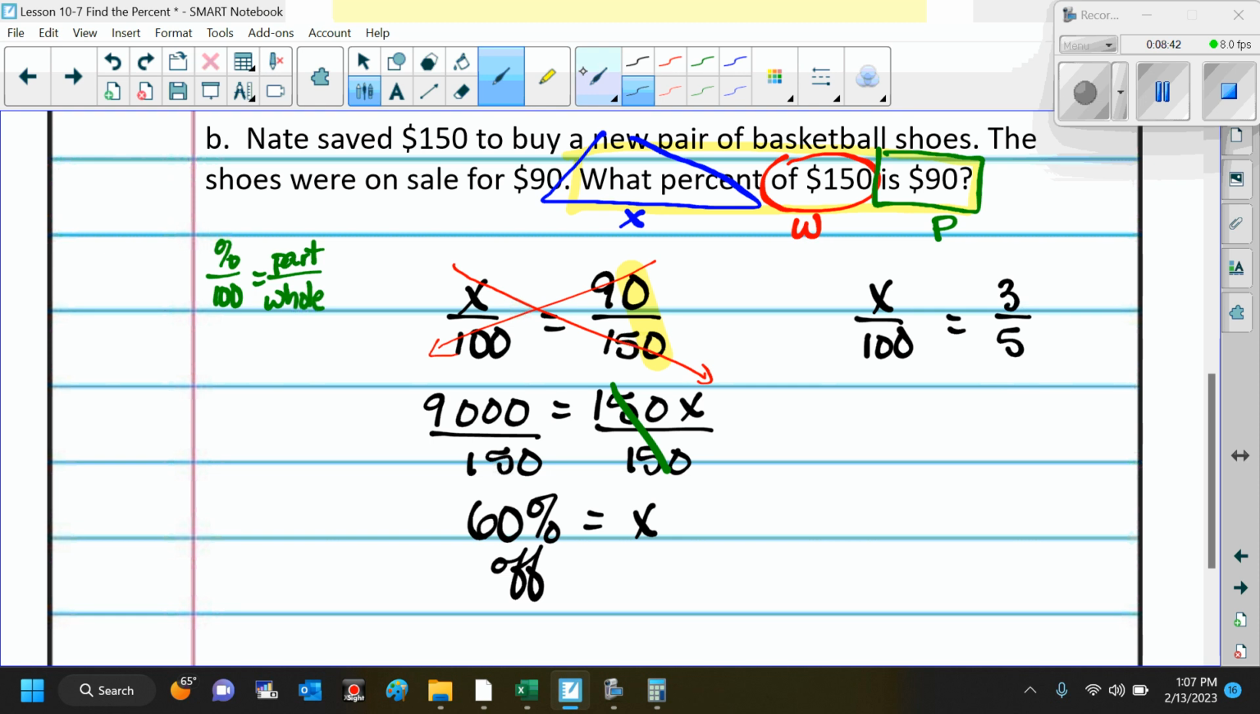So now you can see, to get from 5 to 100, you're going to multiply times 20. So you're going to multiply times 20 in the numerator also. So here, x will also give you 60%. Same thing.